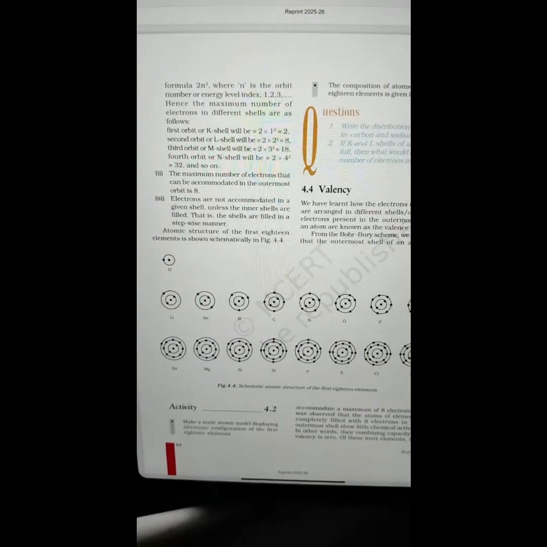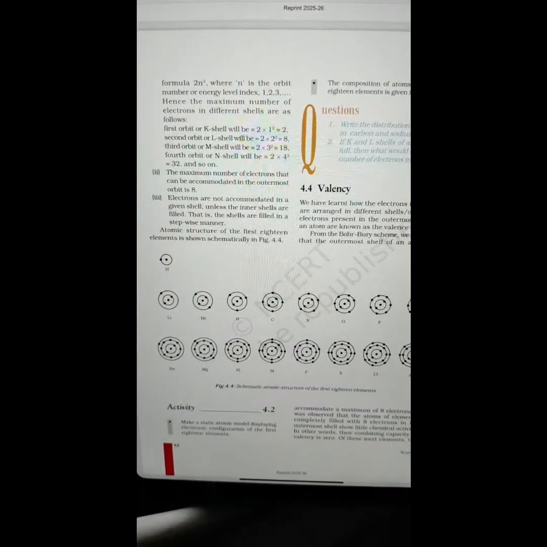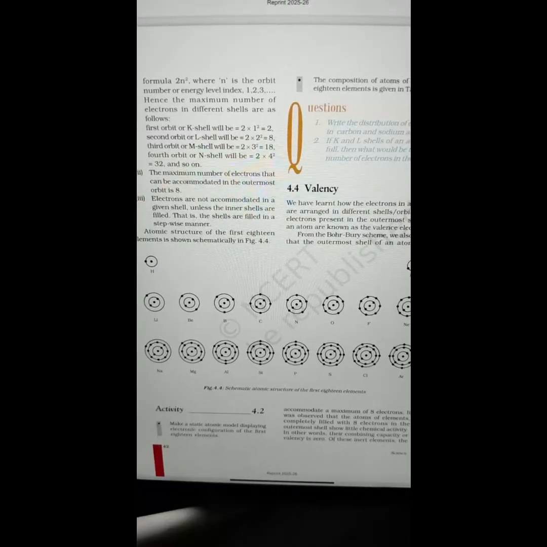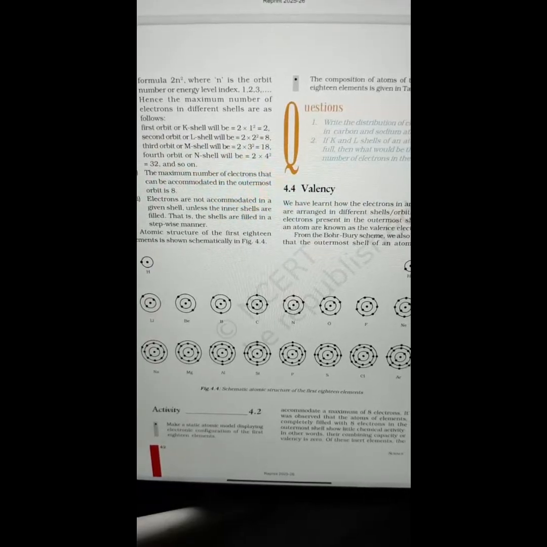Formula 2n², where n is the orbit number or energy level index 1, 2, 3, and so on. Hence, the maximum number of electrons in different shells are as follows. First orbit or K shell will be 2 into 1 to the power 2, that becomes 2. Second orbit or L shell will be 2 into 2 to the power 2, that becomes 8. Third orbit or M shell will be 2 into 3 to the power 2, which equals 18.